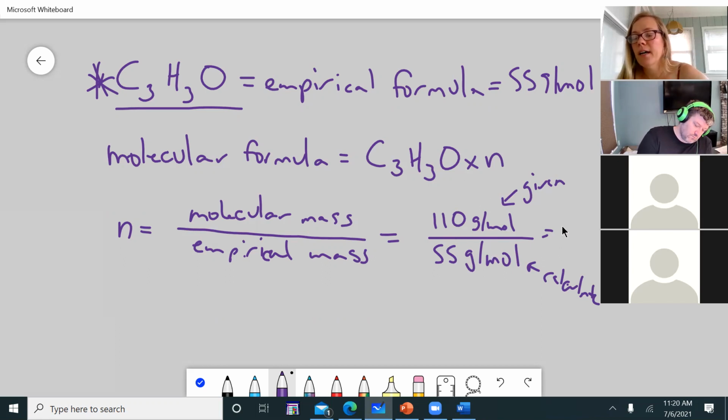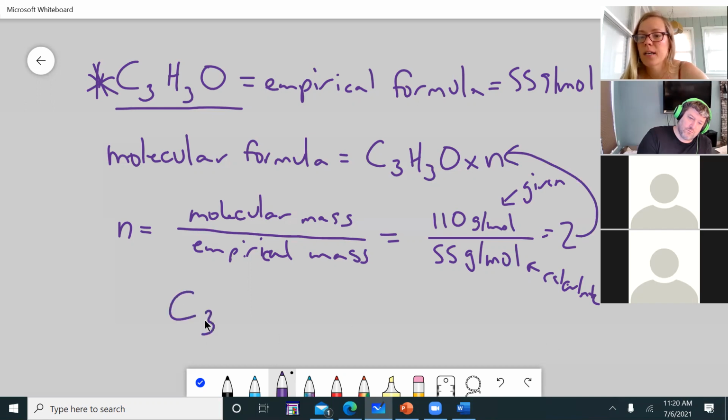110 divided by 55 is 2. So what that is saying is that your molecular mass is twice as big as your empirical mass, or your molecular formula is twice as big as your empirical formula. So we're not done just yet. We have to take that 2 and thread it back into that formula.